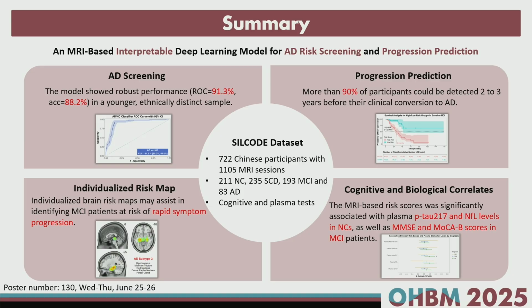To summarize, this brain MRI-based model generalized well to an age and ethnically distinct sample. It showed meaningful correlation with cognitive and plasma biomarkers and generated individualized, interpretable risk maps with some potential use.